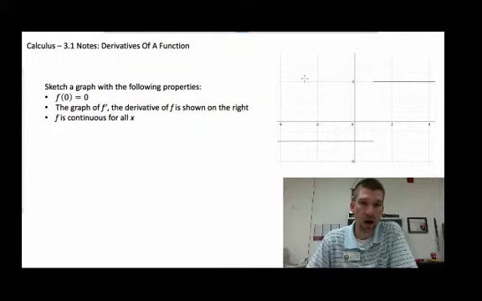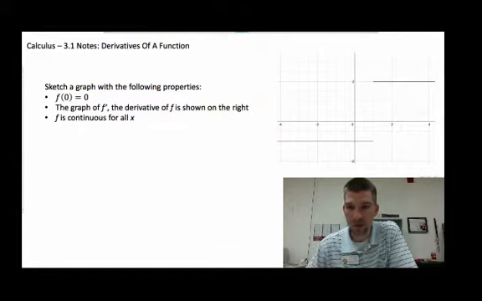We're told to sketch a graph with the following properties. Number one, that the function at 0 is 0. That the graph of f prime, the derivative of f, is shown at the right. So we've got this graph. And then we want to show that f is continuous for every value of x. So they give us a few rules to work with.